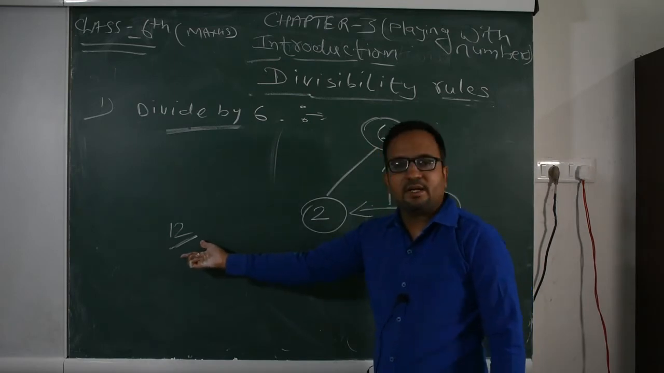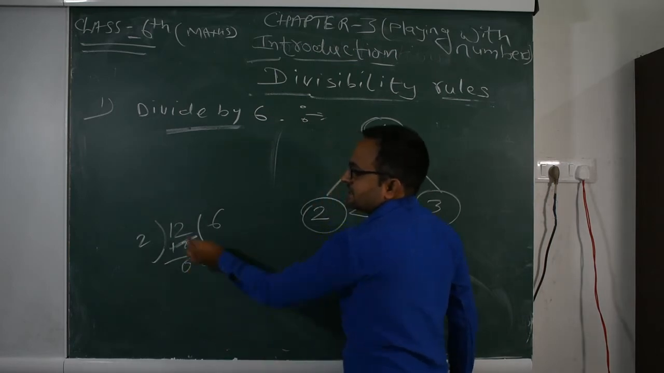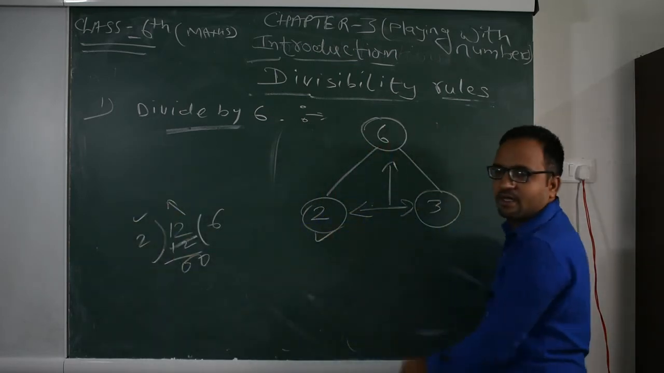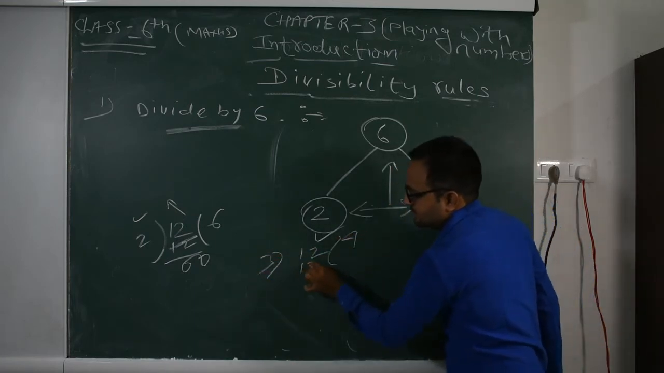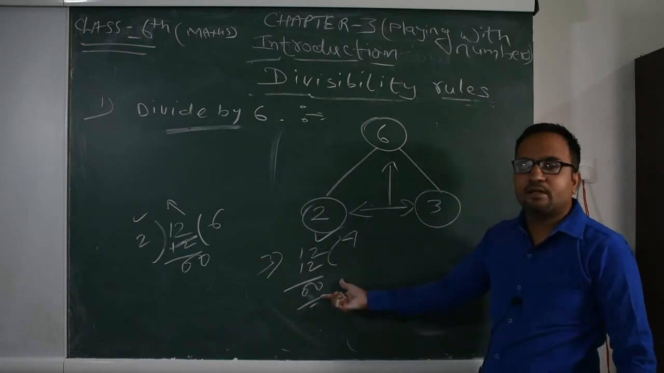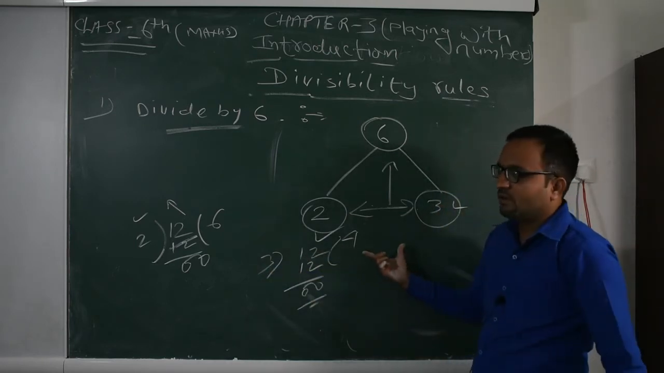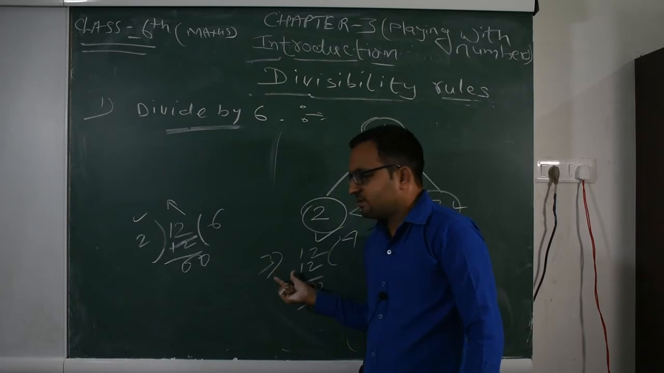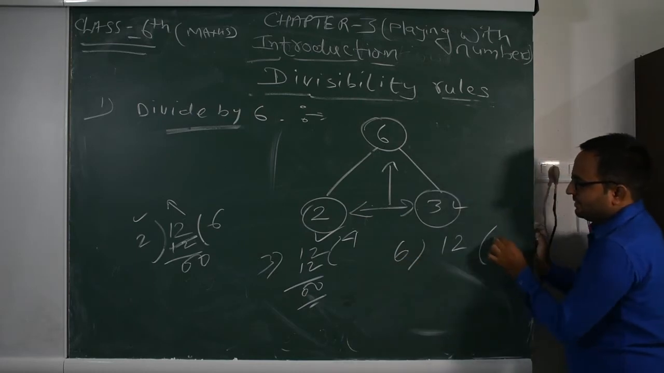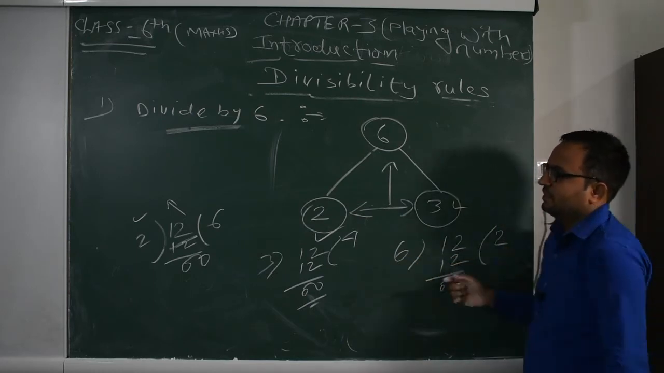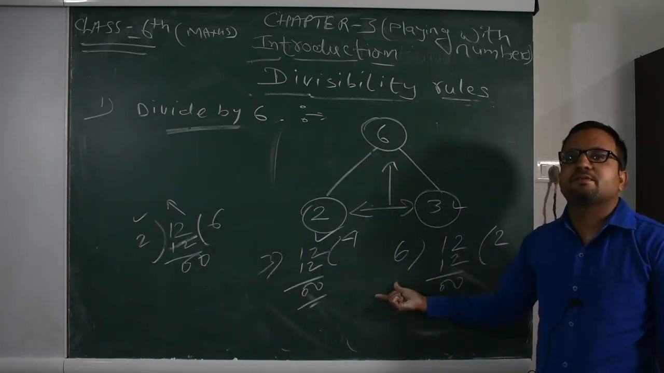So for example, 12. First we check 2. 2 sixes are 12. Okay, so 12 is divisible by 2. Now we check whether the number is divisible by 3. 3 fours are 12. Okay, we got remainder 0. That means 12 is also divisible by 3. So if a number is divisible by 2 and 3, that means the number is also divisible by 6. Now we check 6. 6 twos are 12. Yes, the number is divisible by 2, the number is divisible by 3, so the number is also divisible by 6.